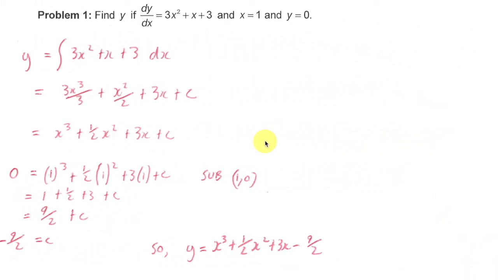We've got question 1 here. We need to work out what y is, given that the derivative equals 3x squared plus x plus 3. What we also know is that when x is equal to 1, y is equal to 0. So the point (1, 0) is on this curve.